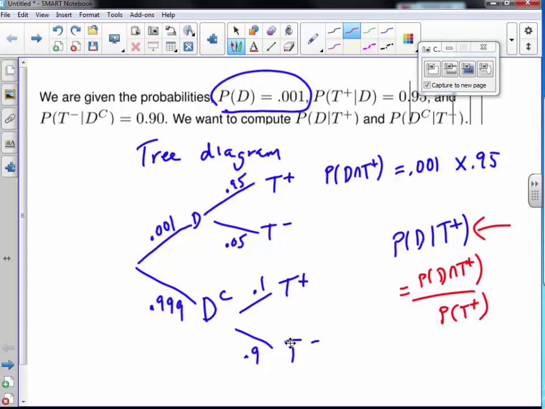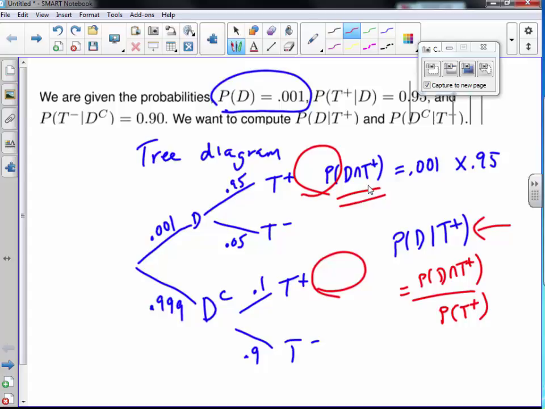So to get the probability of T plus, we need to add this probability for that branch because it's T plus there, and then the probability for this branch. And then in the numerator, we have this probability for this top branch up here. So using the tree diagram, essentially Bayes' theorem says that you take the branch of interest, that intersection, you have the probability here by multiplication, and then in the denominator you have to look at all the branches where we have T plus.